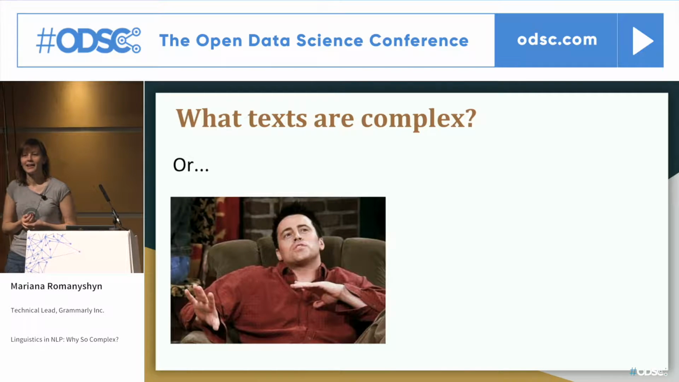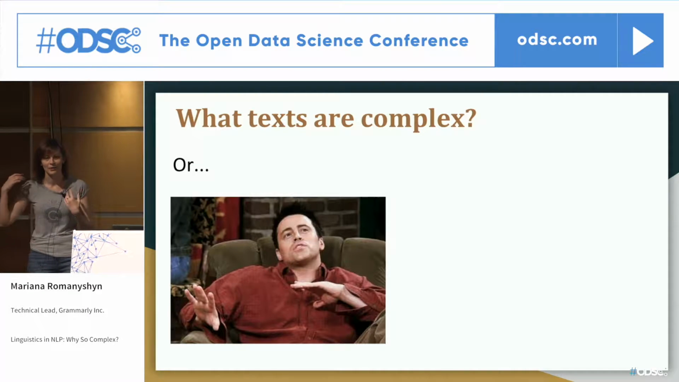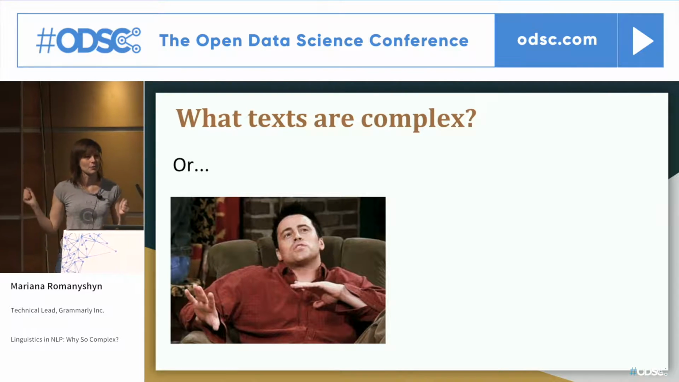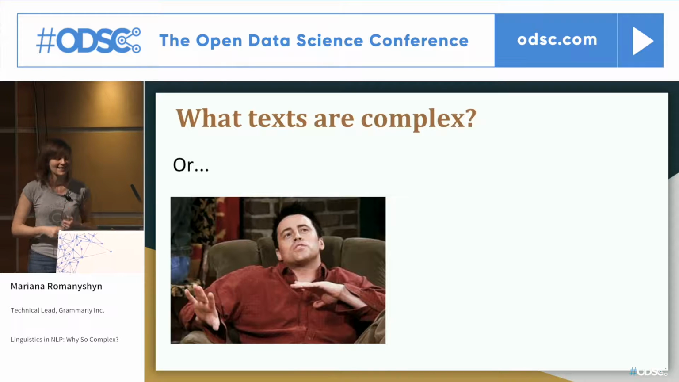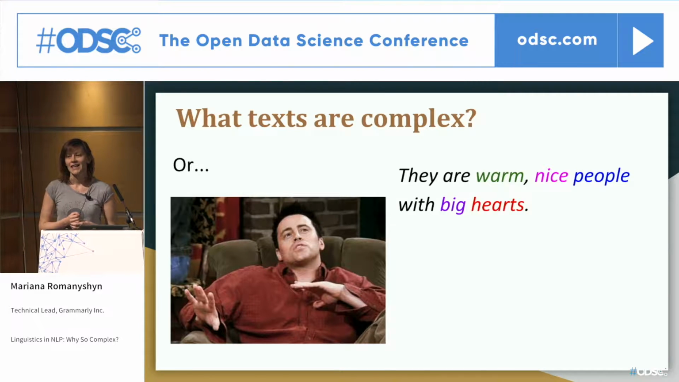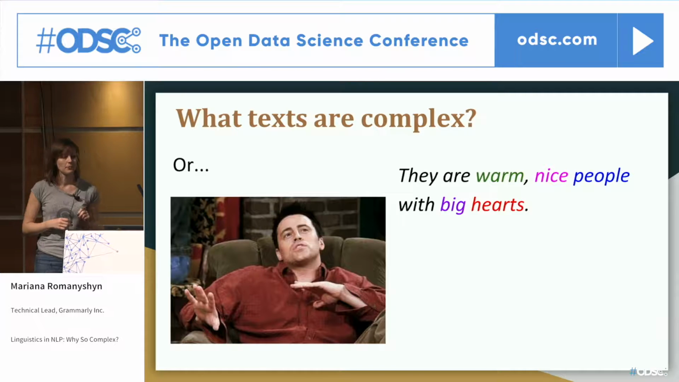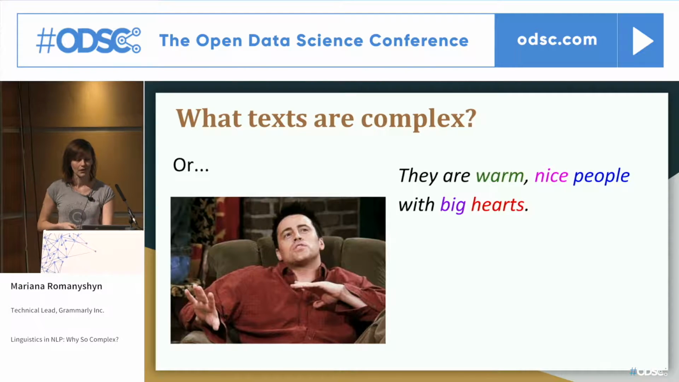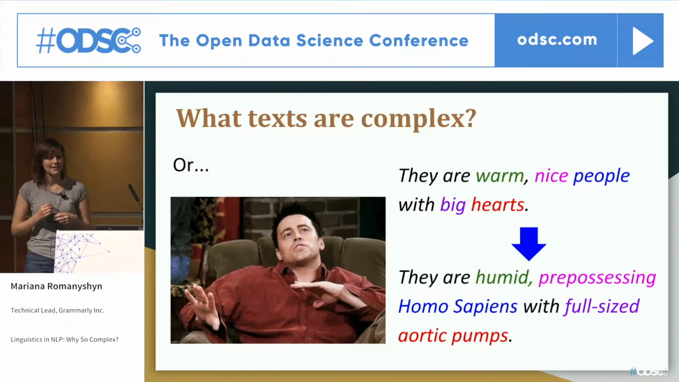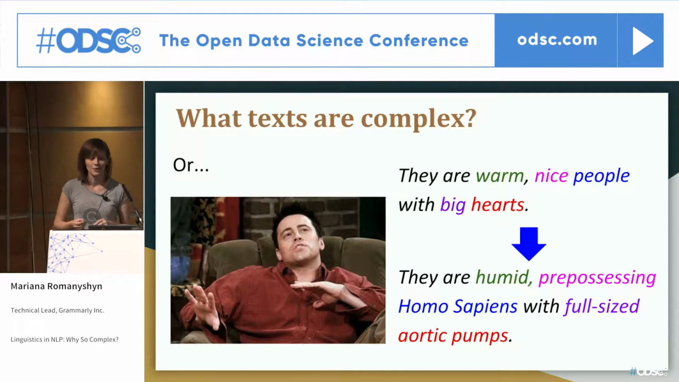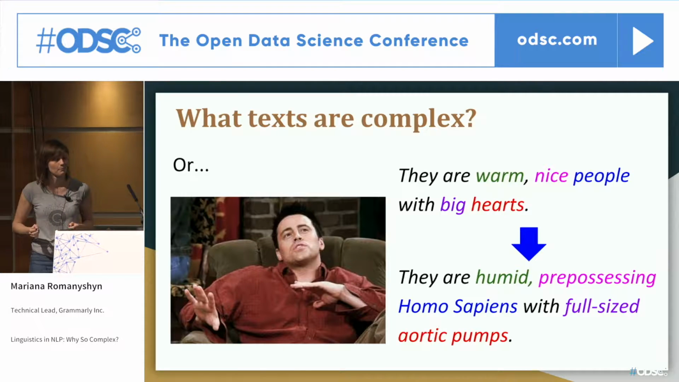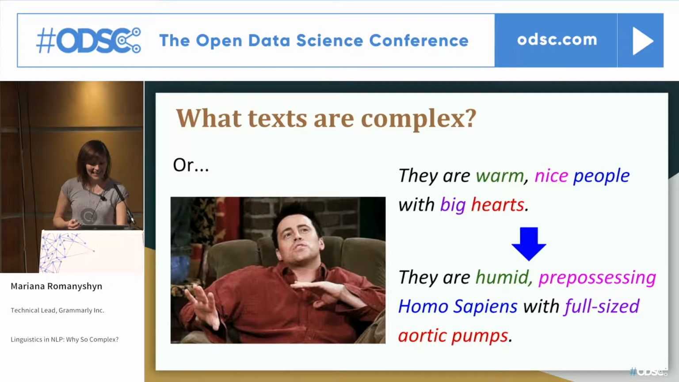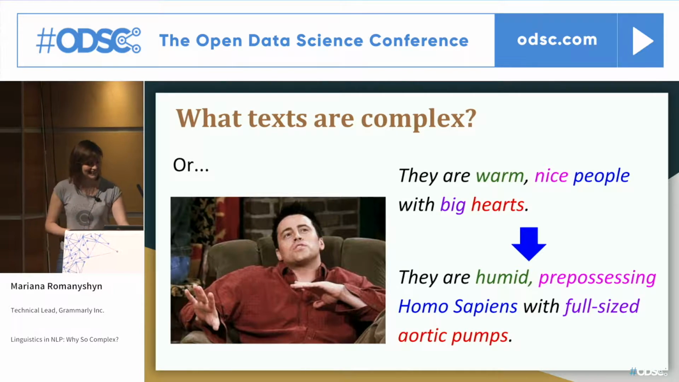Or if you're anything like me or my friend Joey here, and you have to write something really important, like a letter to a baby adoption agency to support your friends, and you want to sound really smart, simple sentences like "they are warm, nice people with big hearts", when you overuse a thesaurus or a dictionary in the language that you want to write in, your sentence becomes something like "they are humid, prepossessing Homo sapiens with full-sized aortic pumps," which doesn't make any sense, right? So text simplification can help you bring that back.